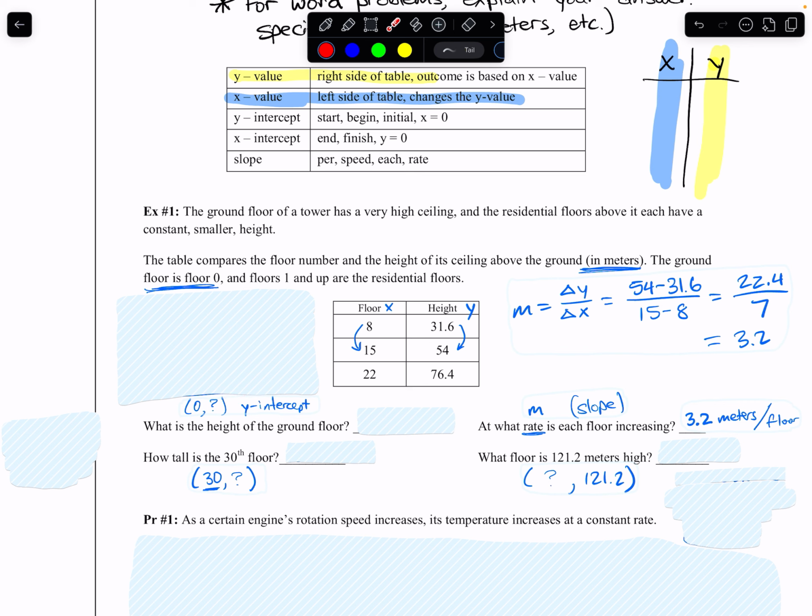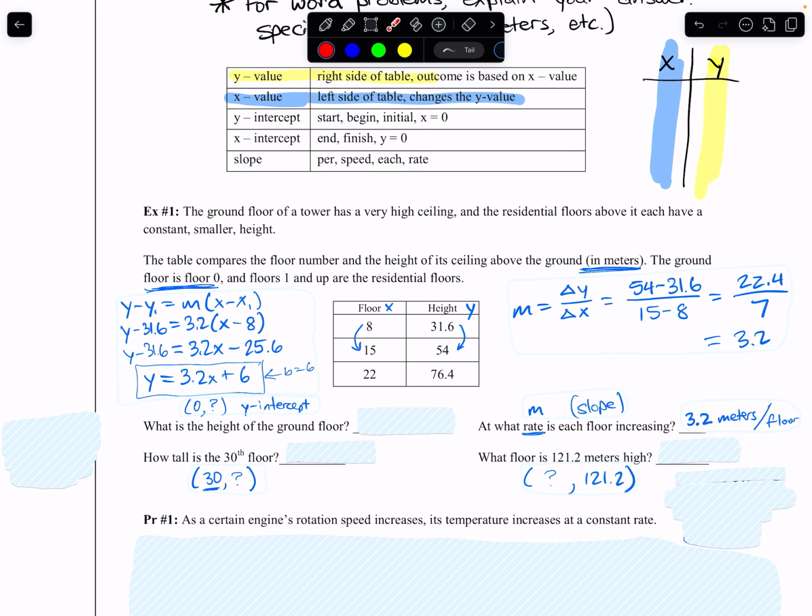Now let's find the y-intercept. Since we have a slope, I'm going to use point slope form because I can pick any point I want from the table and I know the slope. So I chose to plug in the first point. I plugged in 8 for x and I plugged in 31.6 for y. I know my slope is 3.2.